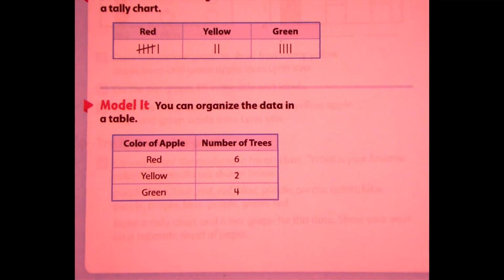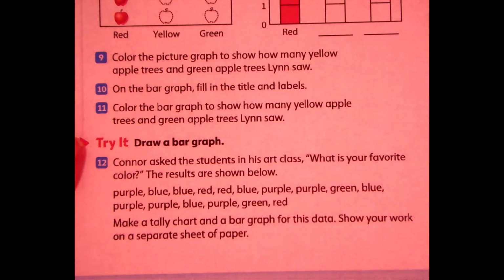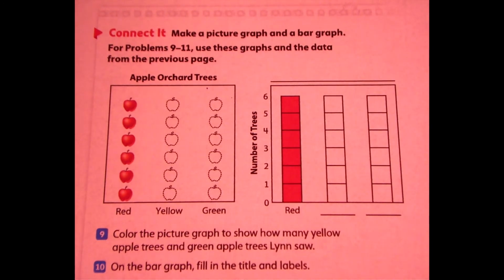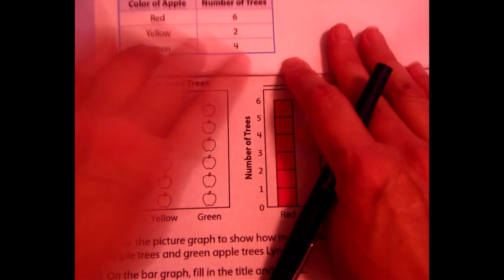Okay, so let's go ahead and look at our graphs on the next page. It says make a picture graph and a bar graph. For problems 9 through 11, use these graphs and the data from the previous page. So we're going to go back and use the data we have. I'm going to go ahead and have the chart available. I'm going to use the chart to help me because it's already counted my marks, and I'm going to put it up here.